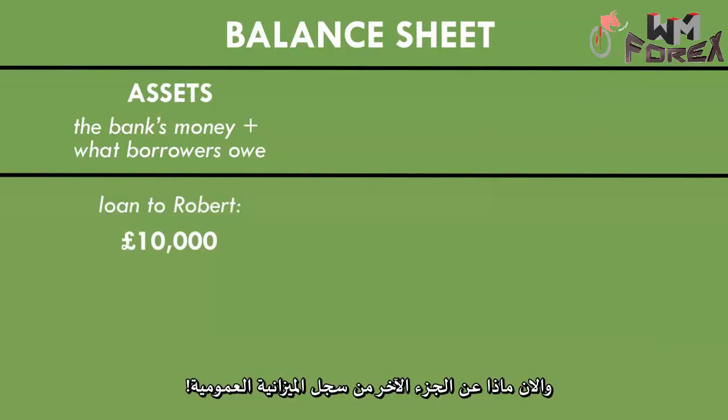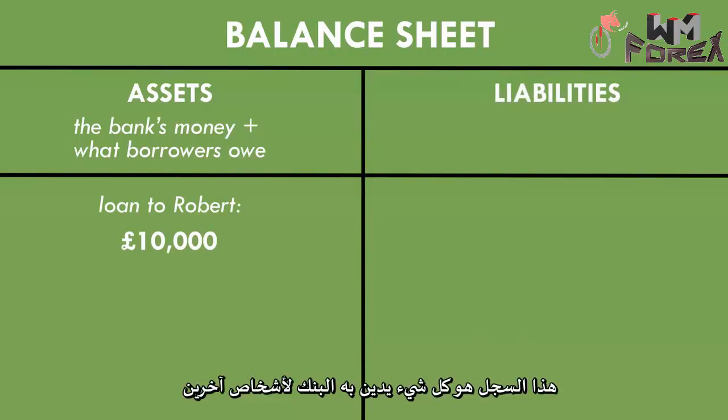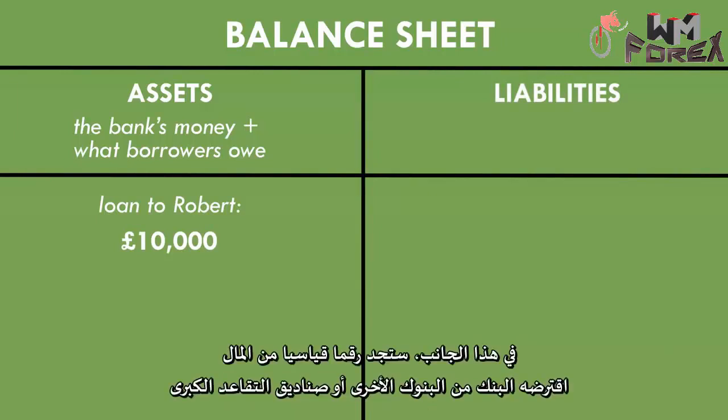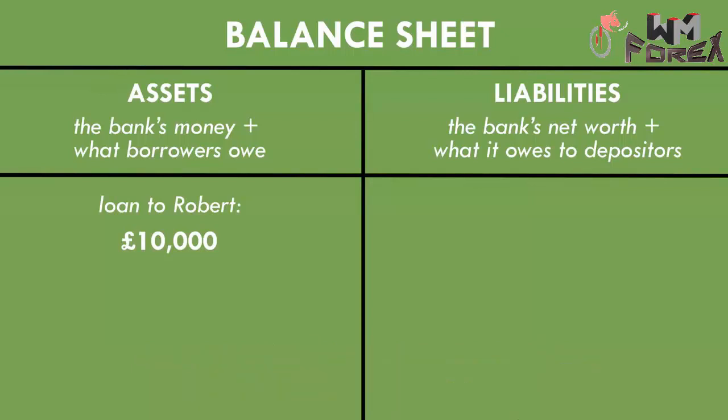Now, what about the other half of the balance sheet? The other half of the balance is what's called the liabilities. This is a record of everything the bank owes to other people. On this side, you'll find a record of money that the bank has borrowed from other banks or large pension funds. You'll also find all the customers' accounts, because if you remember, the balance of your account is just a number showing what the bank promises to pay you when you ask for your money back.